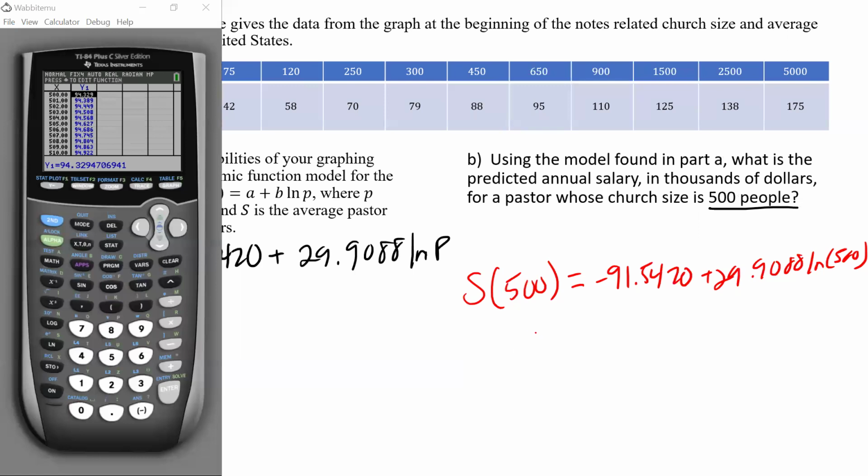94.329, so about 94,000. Right? I'm just gonna write it in thousands. You can write it all out if you want. 94,000 thousands of dollars. I'm gonna use words. Of dollars is how much they would be making a year.